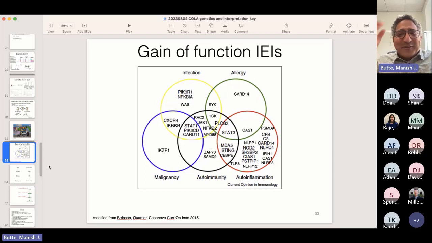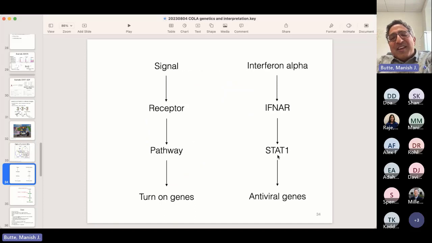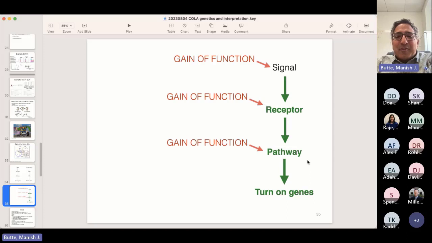Anyway, here are the genes, many of the autoinflammatory genes here. Here are the pathways like interferon, turning on STAT and turning on genes, and how you can have gain of function mutations affecting the signal, the receptor, the pathway, or the genes.